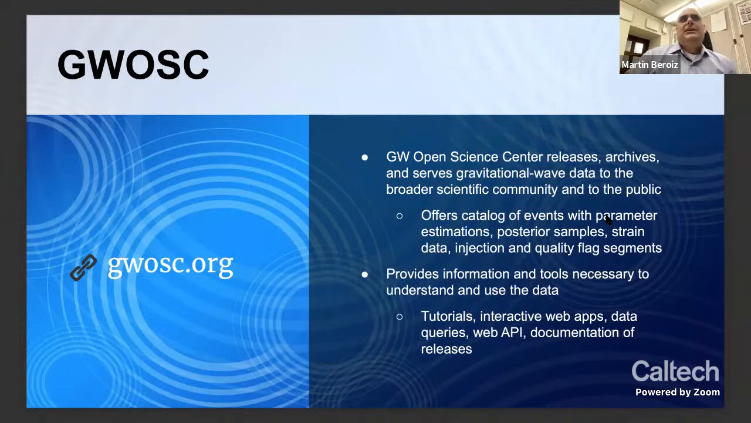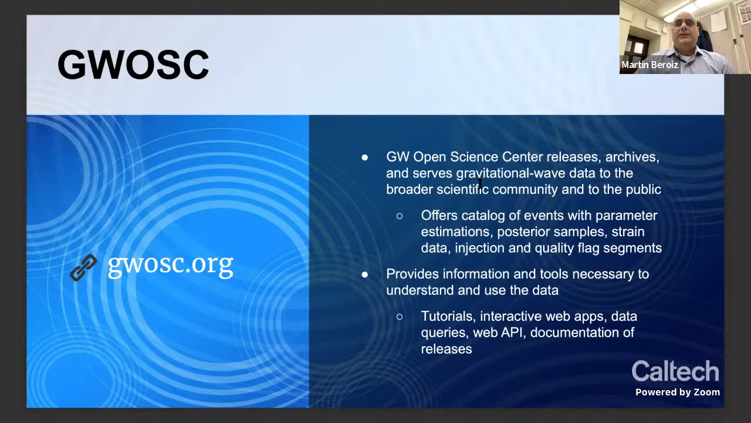My name is Martin. I work at the Gravitational Wave Open Science Center, and basically what we do at GWOSC is release, archive, and serve gravitational wave data to the scientific community and the public in general. We offer a catalog of events with parameter estimations, posterior samples, strain data, and data quality flag segments. I'm going to talk about all of this in the next slides.